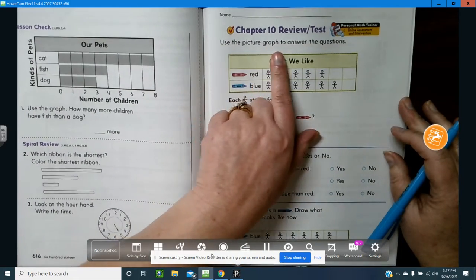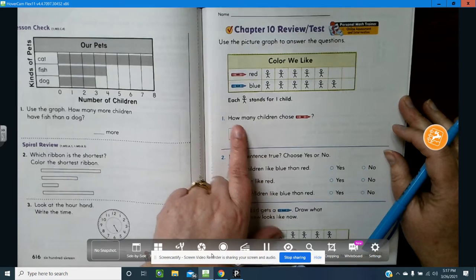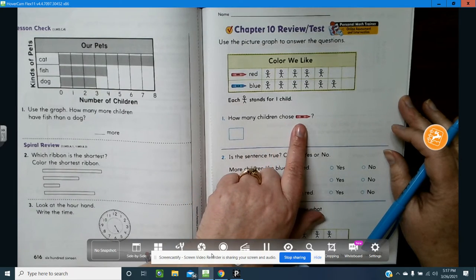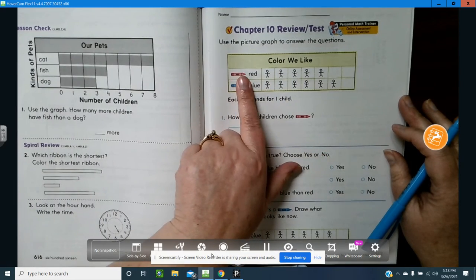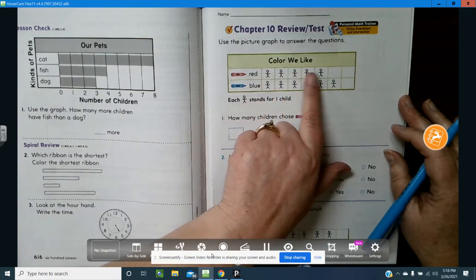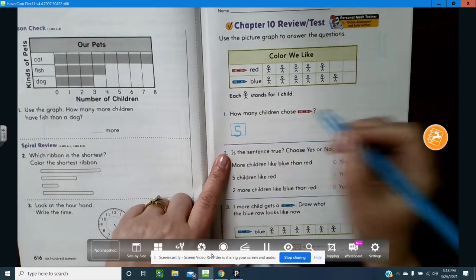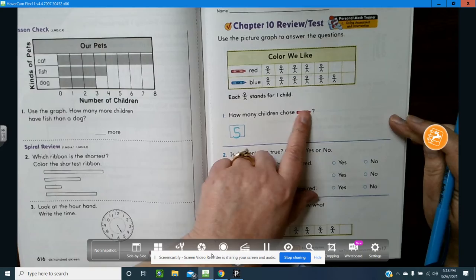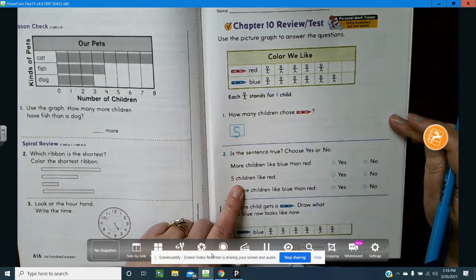It says, use the picture graph to answer the questions. How many children chose red? Well, the colors that we like, and here's red. 1, 2, 3, 4, 5. 5 children chose red. That was an easy question. We just had to look at the red and count them.